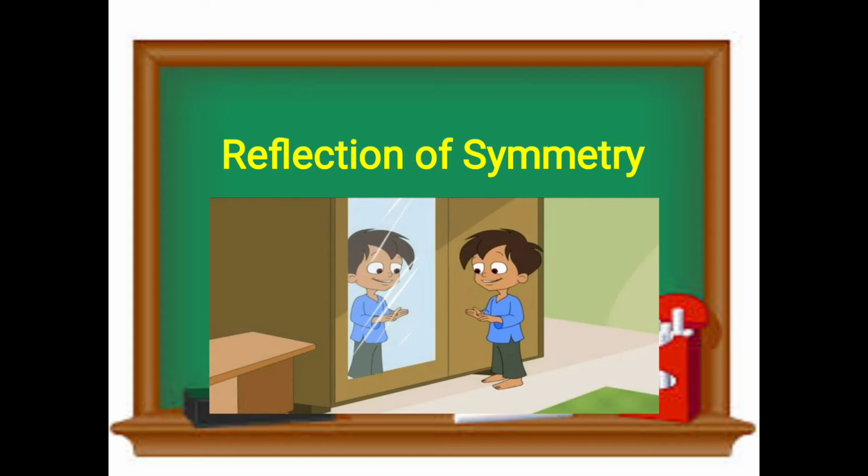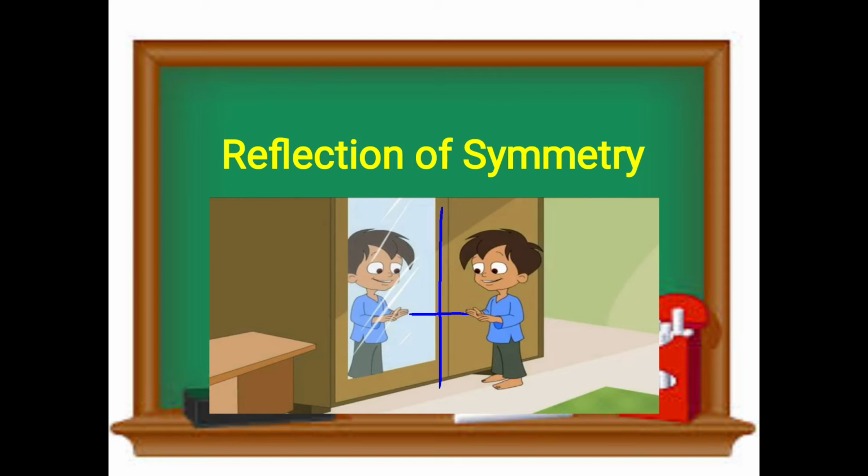You and your image are always at the same distance. See here, this distance will be the same. This hand distance will be the same, and this will be the same. So you and your image are always at the same distance from the surface of the mirror. So this is called the mirror image.